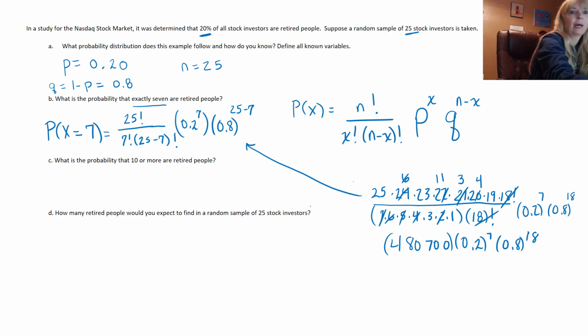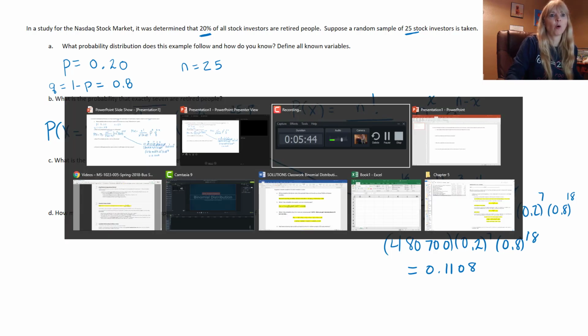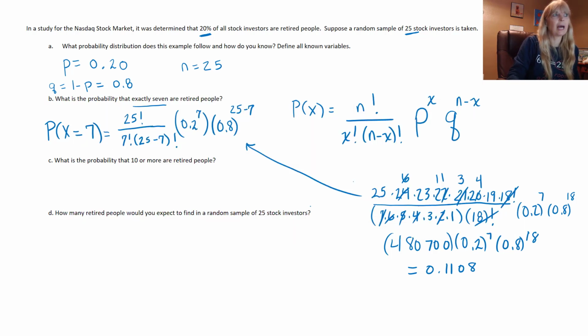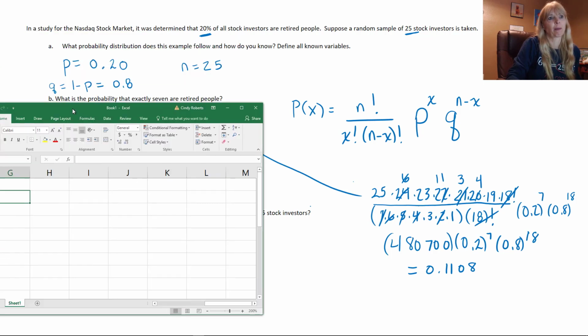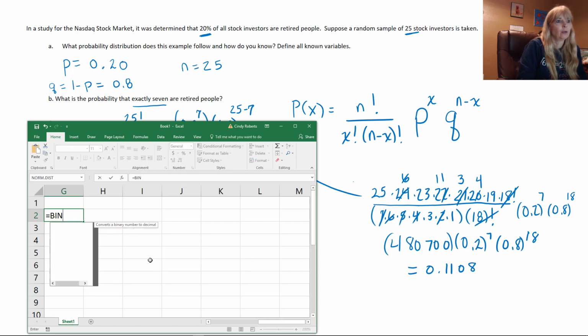And I multiply all that out and I get 0.1108. Good job. As I mentioned before, if you're able, meaning you're not taking a test and you don't have to do this by hand, you really should do it here in Excel, right? Because it's certainly faster.